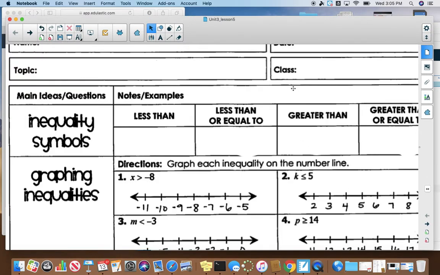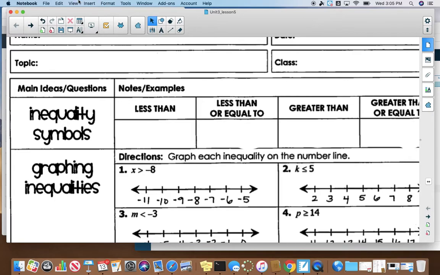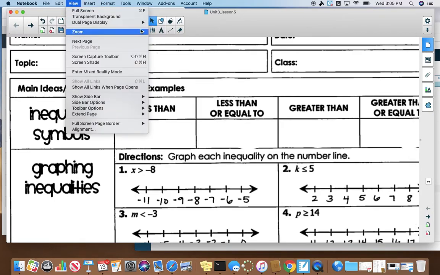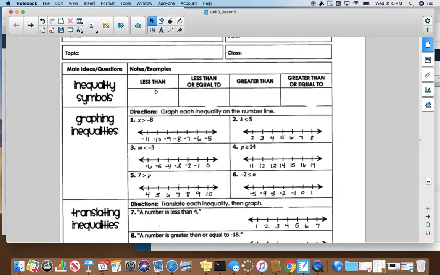So this is over inequalities. We first need to understand what the inequality signs are. The less than sign looks like an L. I always remember less than, L. And when we are graphing these on a number line, less than is going to have an open circle. If it is less than or equal to, it is an L with a line under it. When we graph it on a number line, it is going to have a filled in circle because it includes that number.